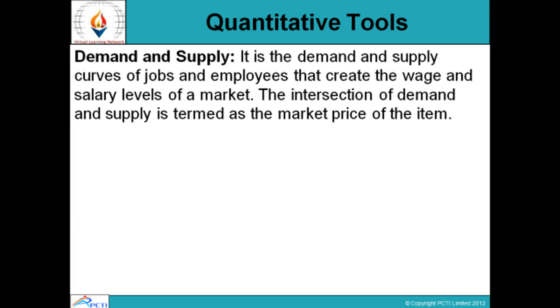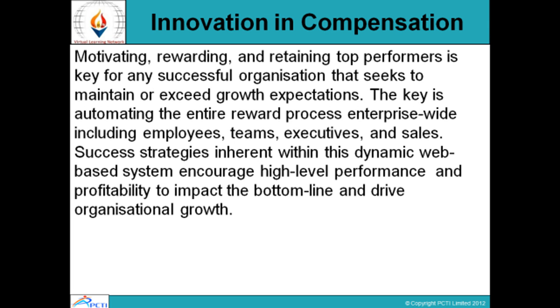Demand and supply. It is the demand and supply curve of jobs and employees that creates the wage and salary levels of the market. The intersection of demand and supply is termed the market price of the item.